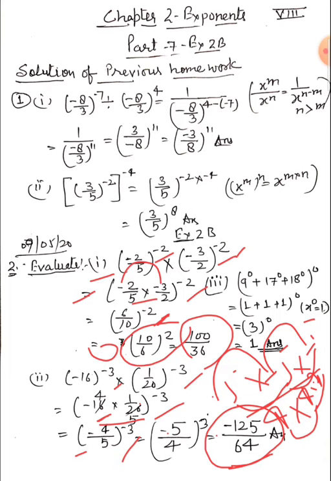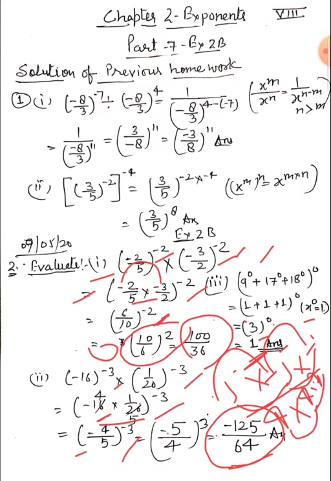Now third question. What is the third question? (9 raised to power 0 plus 17 raised to power 0 plus 18 raised to power 0) whole power 0. We know which rule we can apply here. We can apply the zero exponent rule, and you know very well, if any number is raised to the power 0 then the value will be 1. So 9 to the power 0 is 1, plus 1 plus 1, which is 3, then 3 raised to power 0, the value will be 1. So this is question number first of today.